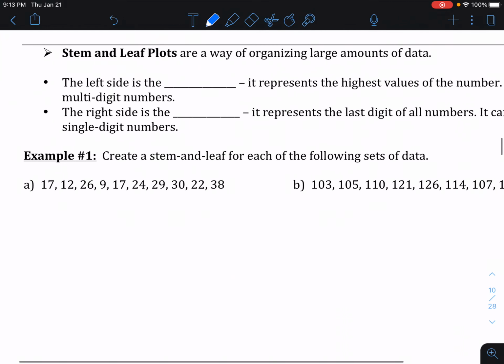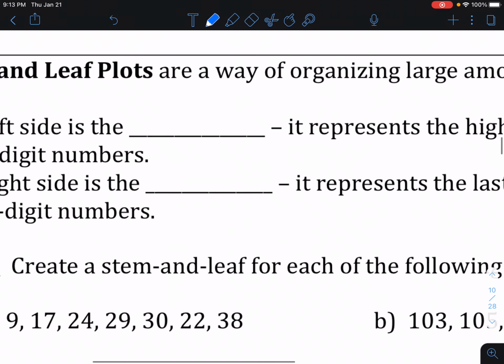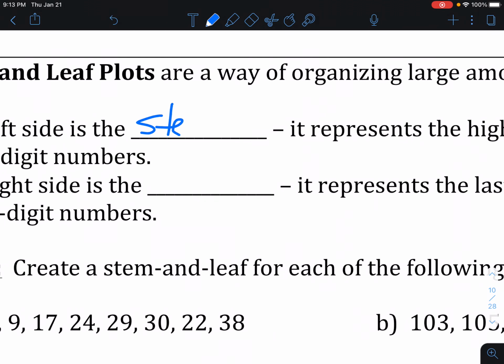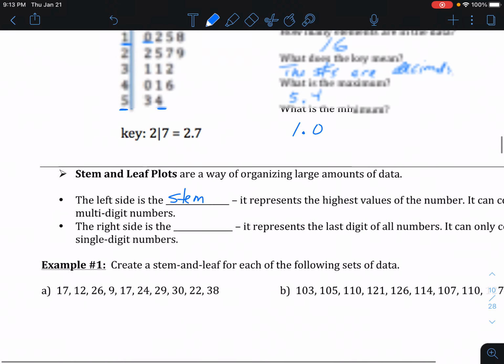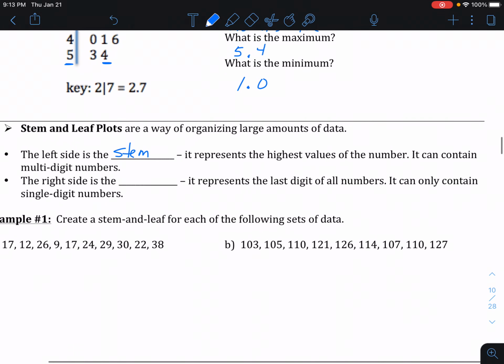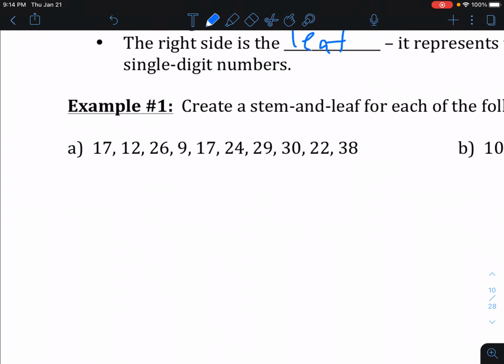So stem and leaf plots are a way of organizing large amounts of data. Again, the left side is called the stem. It represents the highest values of the number. It can contain multi-digit numbers. And then the right side is the leaf or leaves. It represents the last digit of all numbers. It can only contain single-digit numbers.